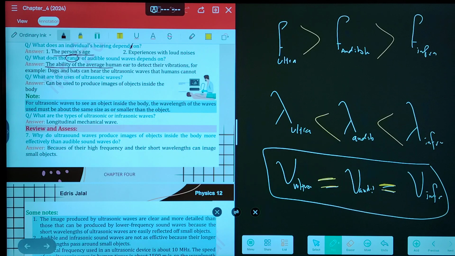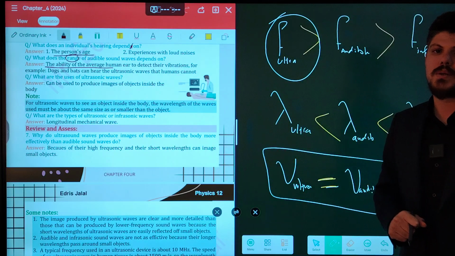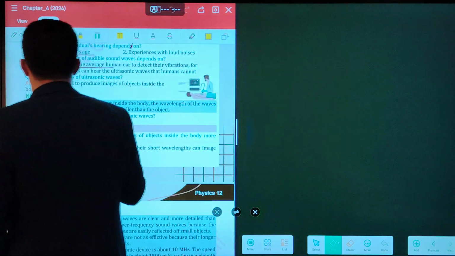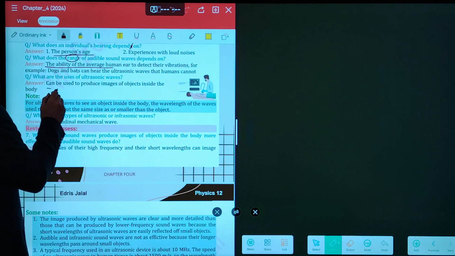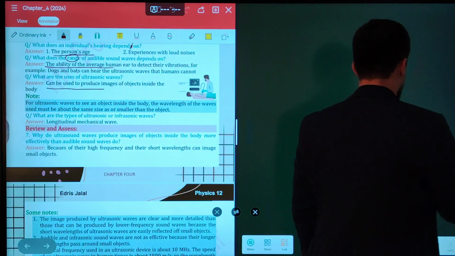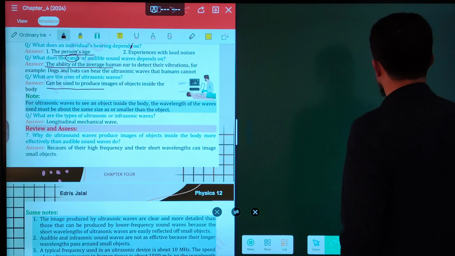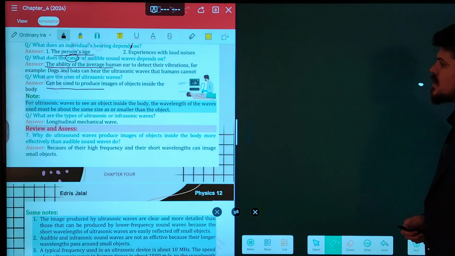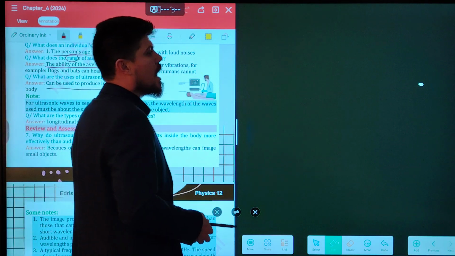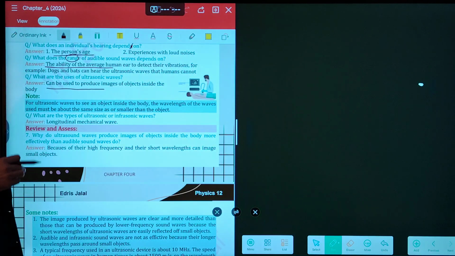Okay? What are the uses of ultrasonic wave? In ultrasonic wave, the frequency is the highest. It has some applications. What are the uses or applications of ultrasonic? It can be used to produce images of objects inside the body. Why? Because it has more frequency. For example, this is like a stone in the kidney. If someone suffers with kidney pain, if they have a small stone in the kidney, how can the doctor see this small stone inside our body? By using an ultrasonic device.